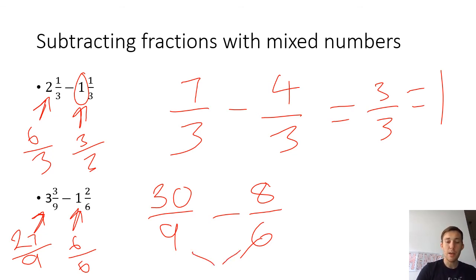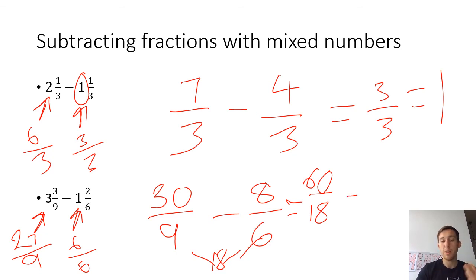So a number that is in both the 9 times table and the 6 times table. Well, I know that is going to be 18. So I'm going to have to convert them into 18ths. So 9 multiplied by something is 18. That is 2. So this fraction is going to be the same as 60/18. And then I'm going to be subtracting.